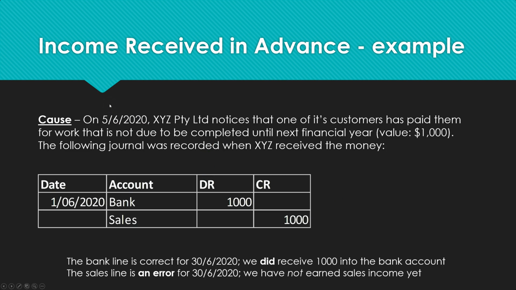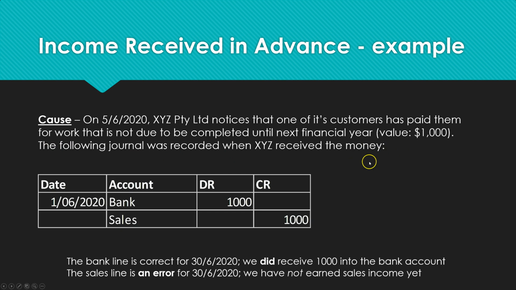Okay, the scenario in this instance is on the 5th of June 2020, XYZ Pty Ltd notices that one of its customers has paid them for work that is not due to be completed until next financial year. So we've got a really good customer here. They've sent us $1,000 that they don't owe us yet. We haven't invoiced them. So the following journal was recorded when XYZ received the money.